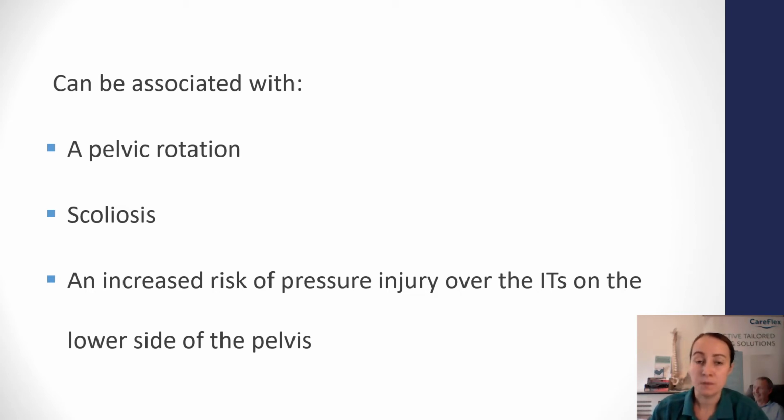Pelvic obliquity can also be associated with scoliosis, as you saw in that image there, that there was a lean or a lateral flexion happening at the trunk too. And as mentioned, we will be looking at the spine in more detail in next week's webinar session. The client may also present with an increased risk of pressure injury over the ischial tuberosity, or the IT, on the lower side of the pelvis, because there'll be more weight distribution going through that particular point at the pelvis.